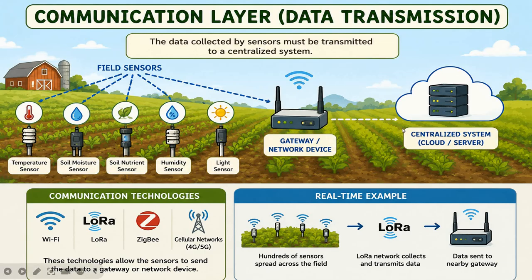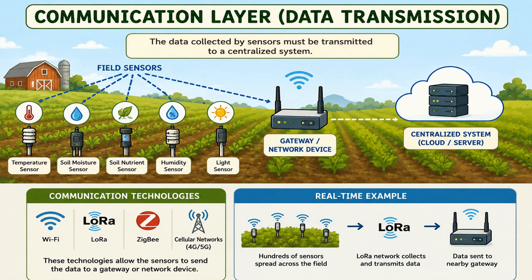Okay, so this LoRa, that is a long range network, gathers the information from all the sensors and sends it to the nearby gateway device. Then the gateway forwards the collected data to the cloud server, where the farmers can view it through a mobile app or computer dashboard.